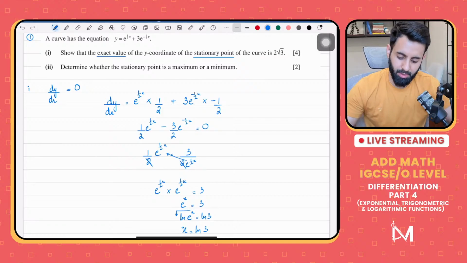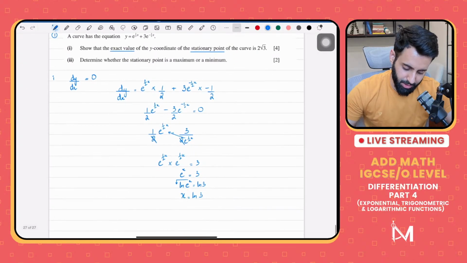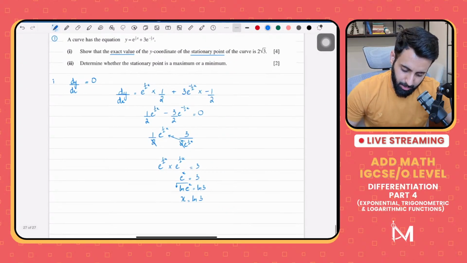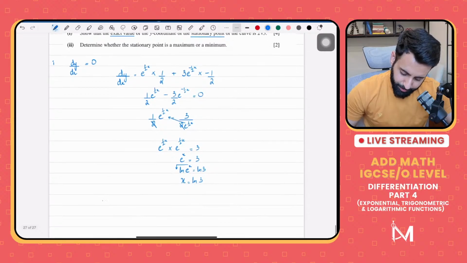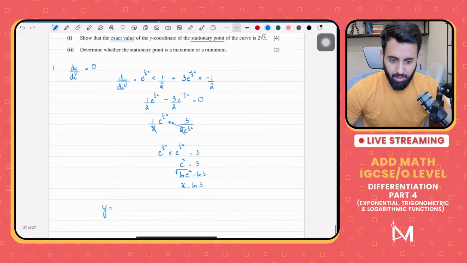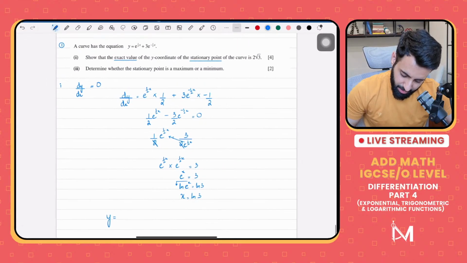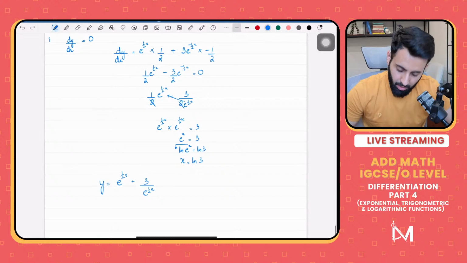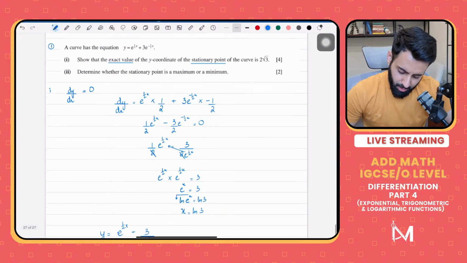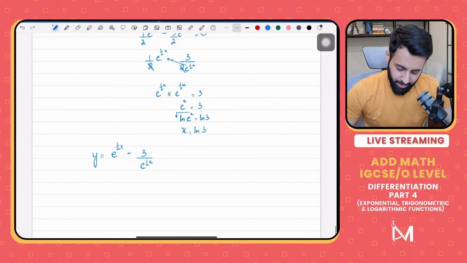Instead, it's asking us to find out the y coordinate of the stationary point. So what are we going to do? We're going to take this x value and plug it back into the equation of the curve. I'll write this nicely: e raised to the power half x plus 3 upon e raised to the power half x. Let me double check. Yeah. So in place of x, we're going to write ln 3.